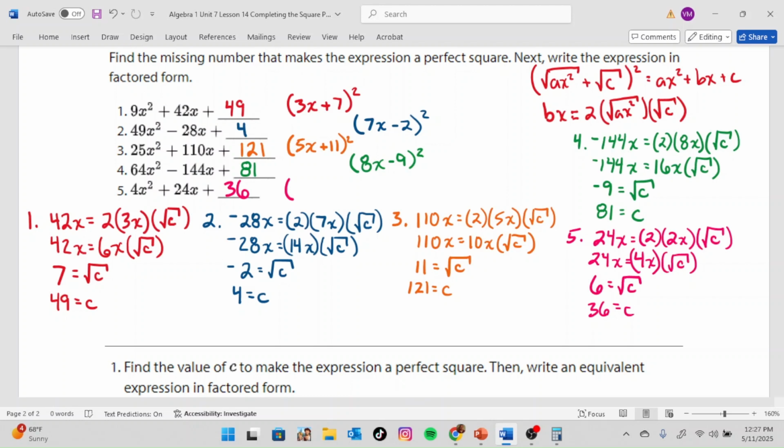In factored form, we have the square root of ax squared, which we said was 2x, plus the square root of c, which we said was 6, and we're going to square it. Double check our answer. 2x times 2x is 4x squared. 2x times 6 is 12x, times 2 is 24x, and 6 times 6 is 36. These are the correct answers for number 5.